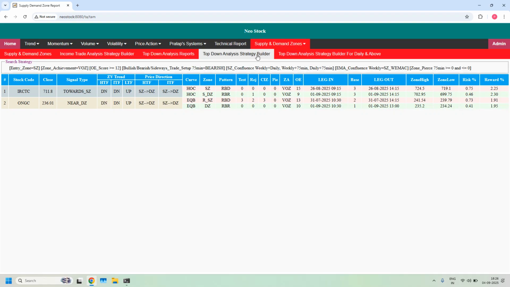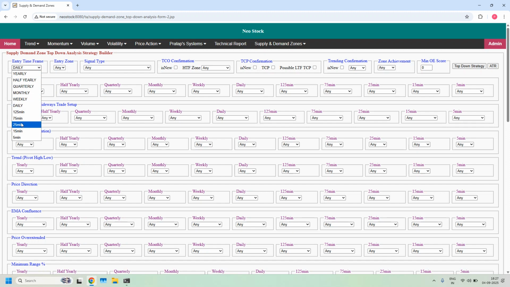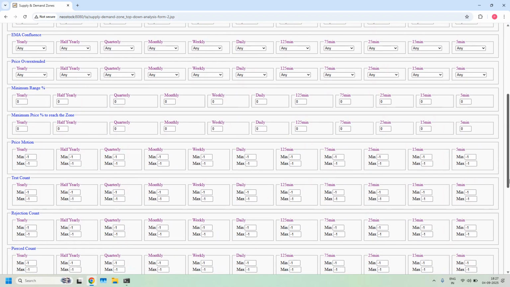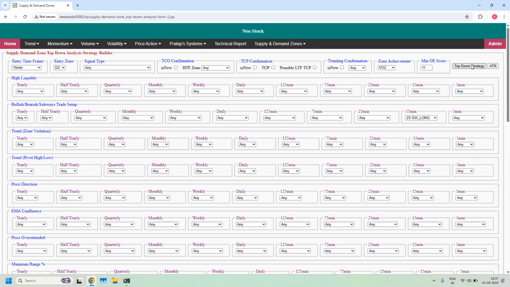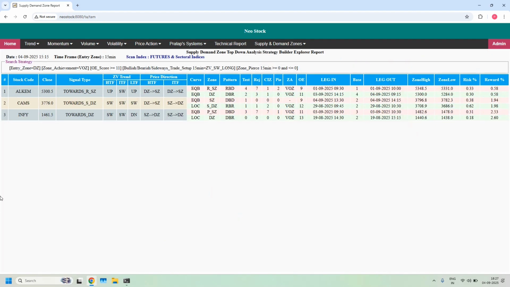Next, we will generate daily income trades. Entry time frame 15 minutes, entry zone demand zone, bullish or bearish or sideways at 15 minutes time frame. I am selecting sideways long, zone achievement violated opposing zone, minimum odd enhancer score 11 for sideways. 15 minutes demand zone should not be pierced. So in the pierced count parameter at 15 minutes time frame, minimum value I am setting 0, maximum value I am setting 0. With these filters, we got 3 stocks.